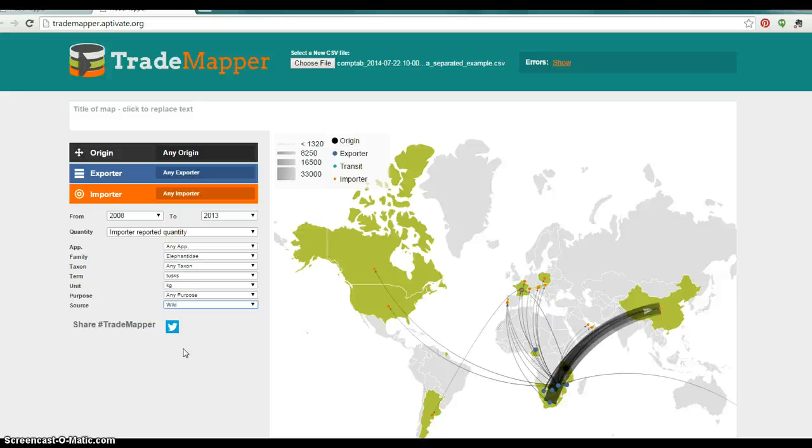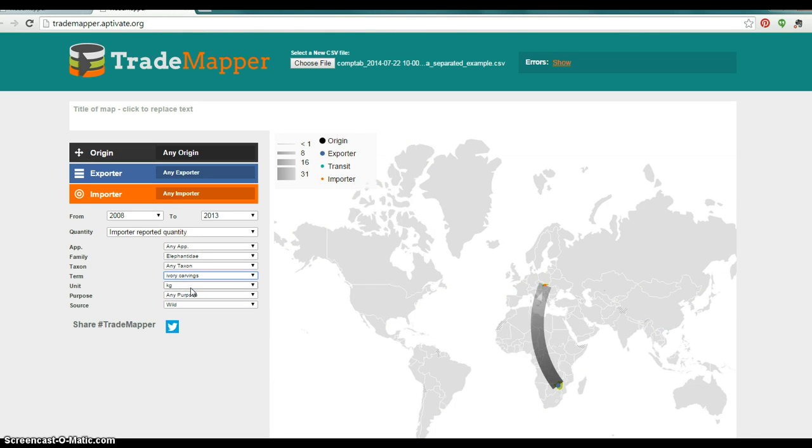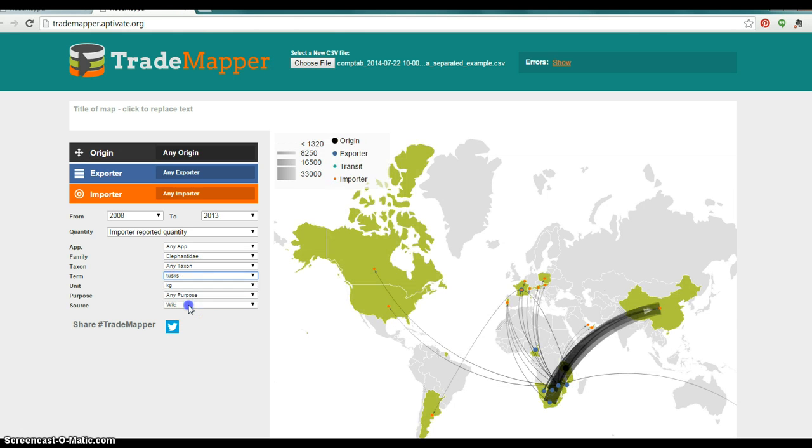As you can see, every time I choose a filter, the map automatically updates, and this makes it really easy to switch between filter choices and compare. So I may want to compare this trade with tusks with that in ivory carvings and see the difference, and then back to tusks. So using these parameters, you can see that the majority of trade is from Southern and East Africa to Asia.